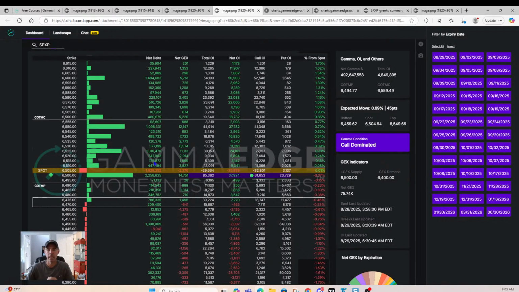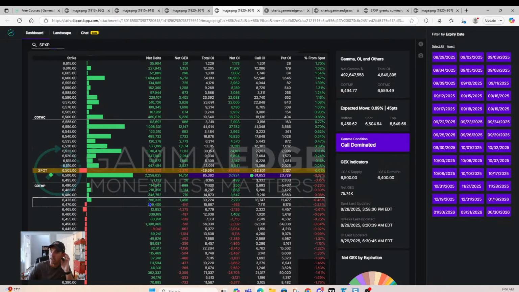We came right down to the transition area, had a couple wicks into the transition area, and then we started moving right back off above that. That provides a great opportunity for a long. You can manage your risk very easily against those transition areas.